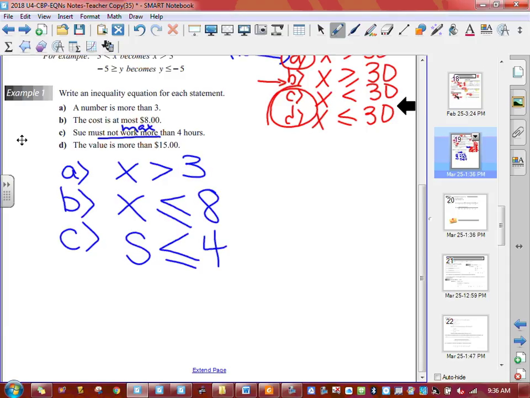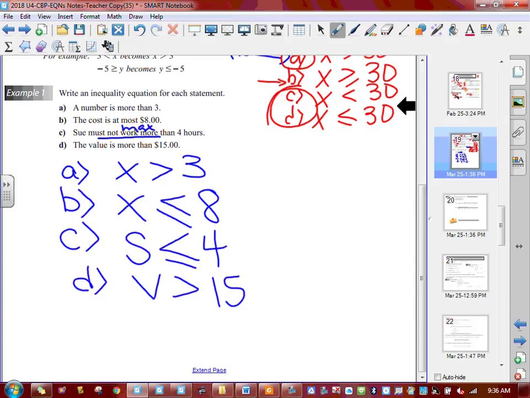All right. The value is more than $15. How would you say the value is more than 15? Can it be exactly 15? No. So do I need a line? No. So which way? Boom. Pointing to the right. Yeah. More than 15. Okay?